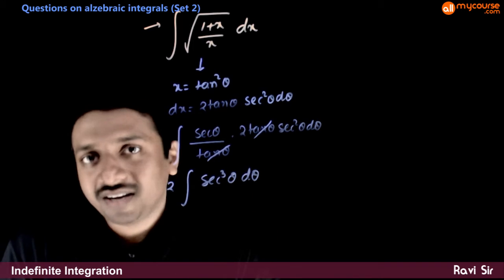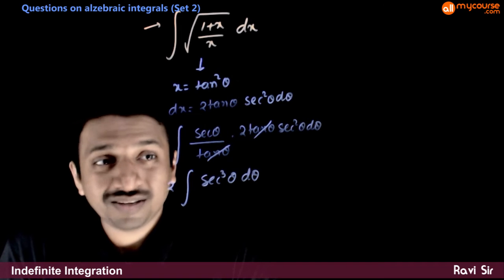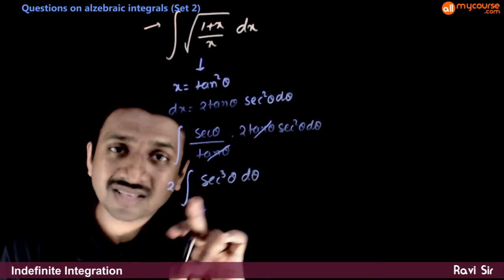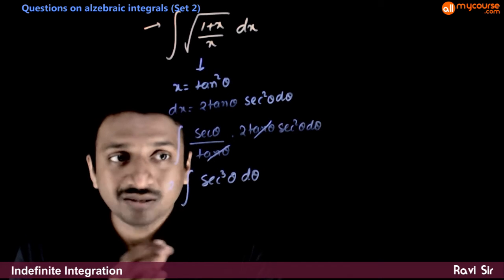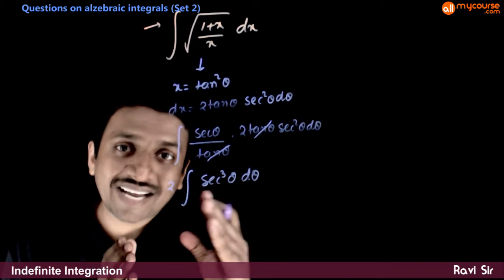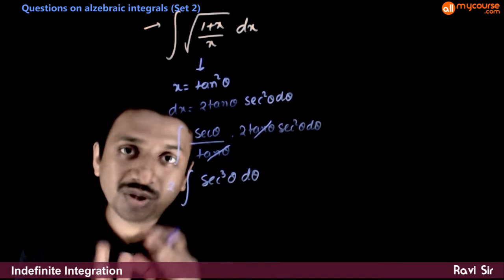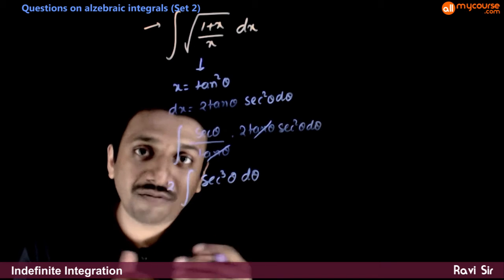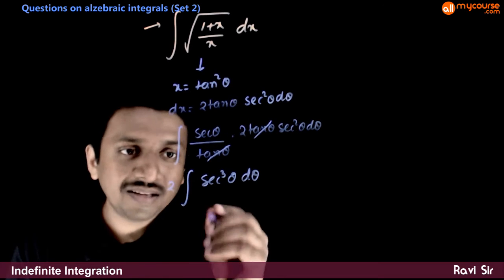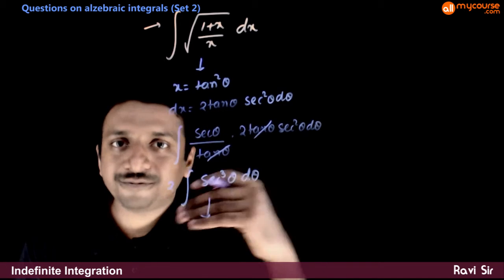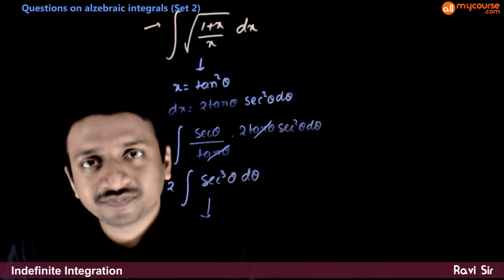So how do we integrate secant cube theta d theta? You need to use some sort of integration by parts. Take 1 as the secant theta and the other as secant square theta, which is an easily integrable function. So you can use u integral v minus integral of du by dx into integral v, and so on. If you do the substitution method, this is how you get the working.